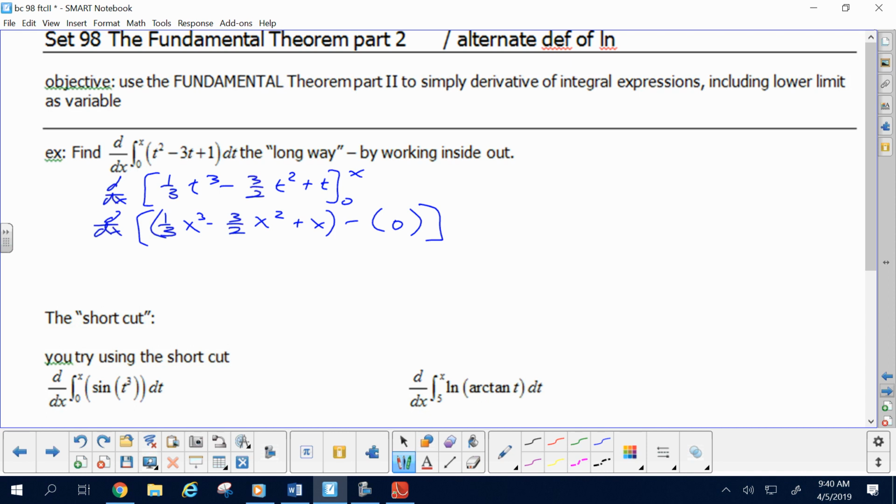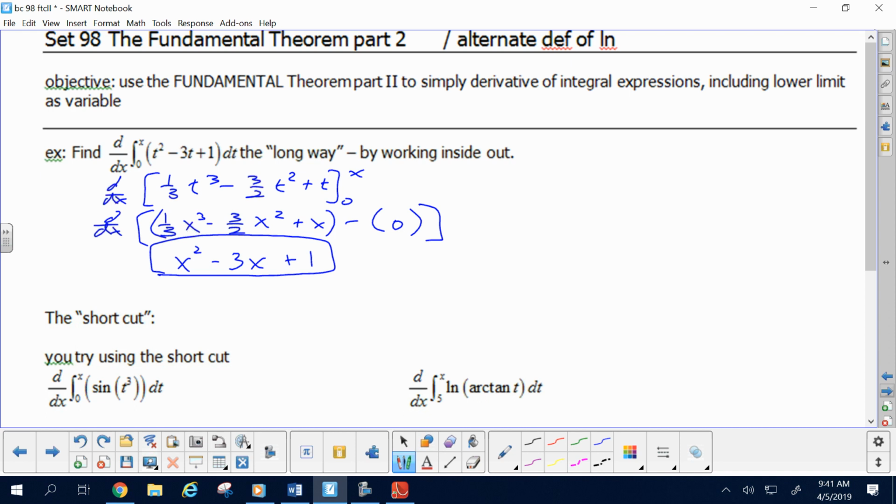With respect to x, the derivative of 1/3 x cubed is x squared. The derivative of negative 3/2 x squared is negative 3x, and the derivative of x is 1, and the derivative of that constant is nothing. Now, surely then, we get an answer that was totally logical. What do you reckon the shortcut is? Looking at that, how could we have seen that this was going to be the answer? Yeah, it basically put the x in because these two are canceling each other out in effect. The derivative of the antiderivative, right back to where you started.